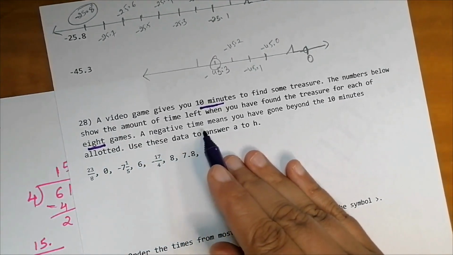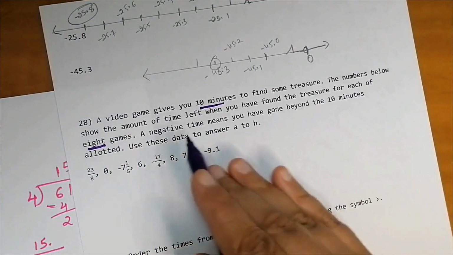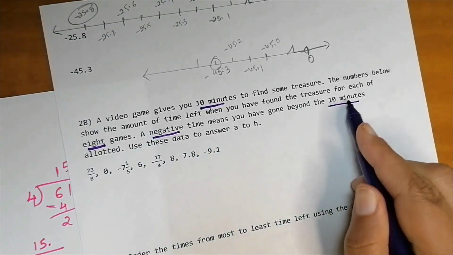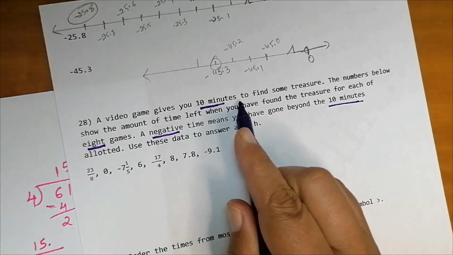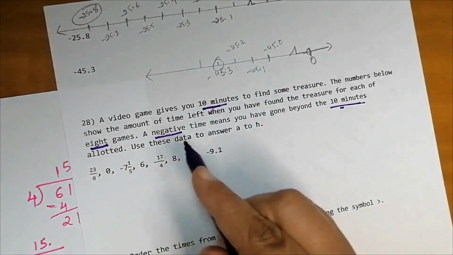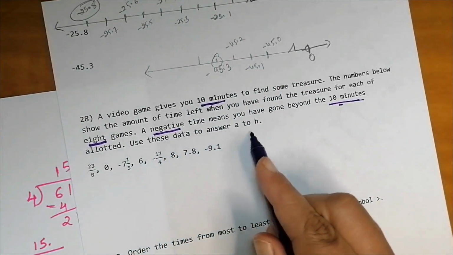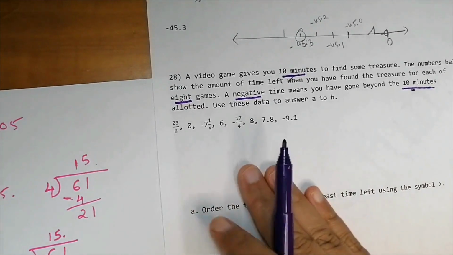A negative time means you have gone beyond 10 minutes. Okay, each number that you have negative here means you've gone beyond 10 minutes, and you're actually given 10 minutes to find the treasure. So if you go beyond that, you're finding it after. So that's why it's given as a negative number. Use this data to answer A to H. Okay, so these are the numbers that we have.